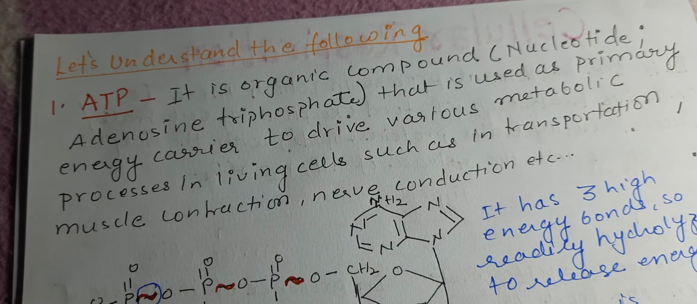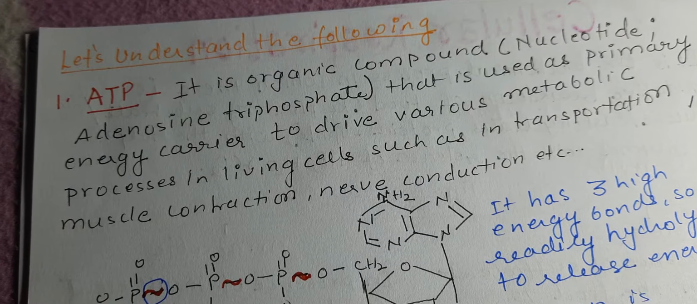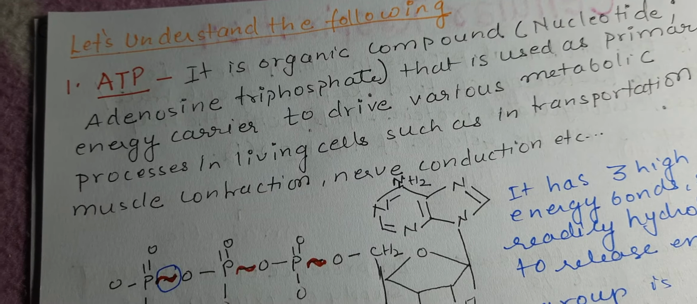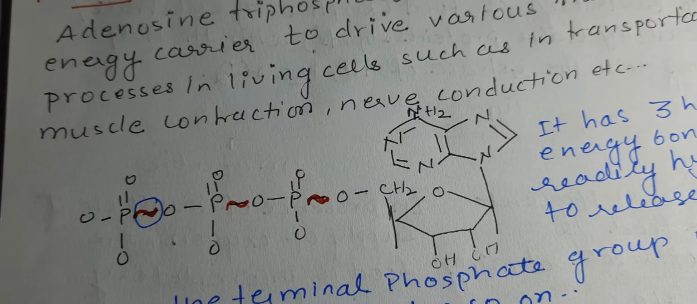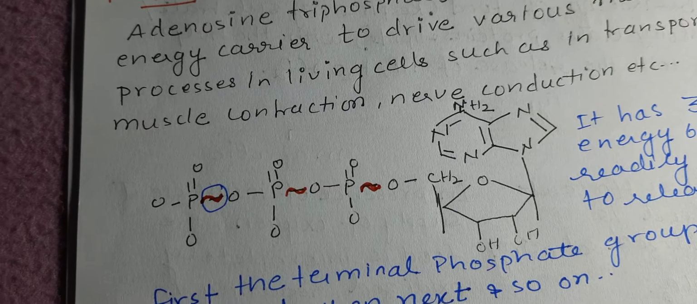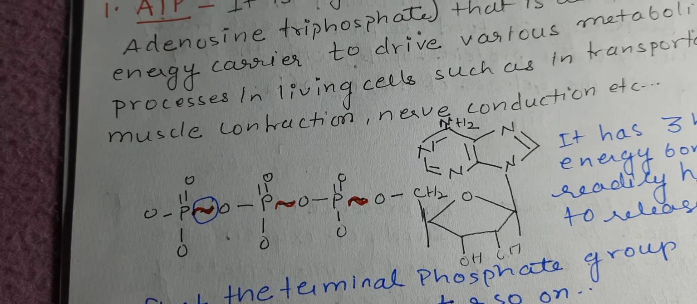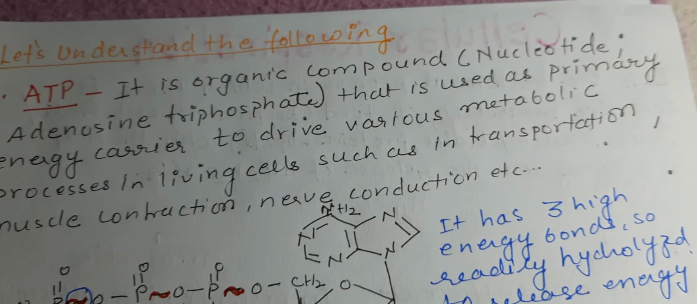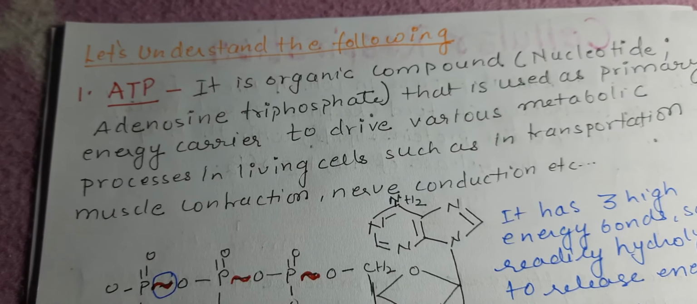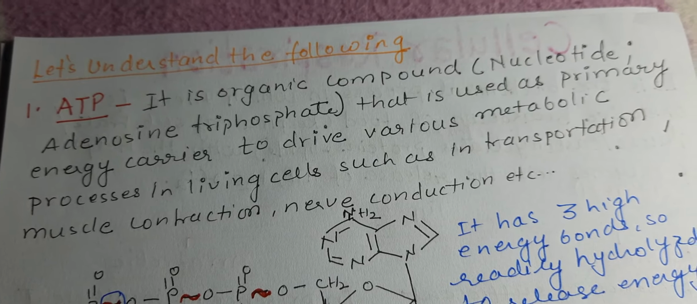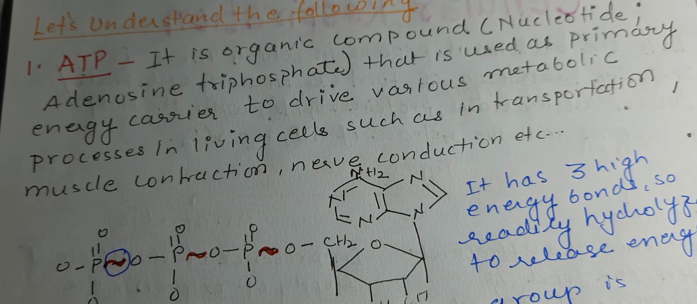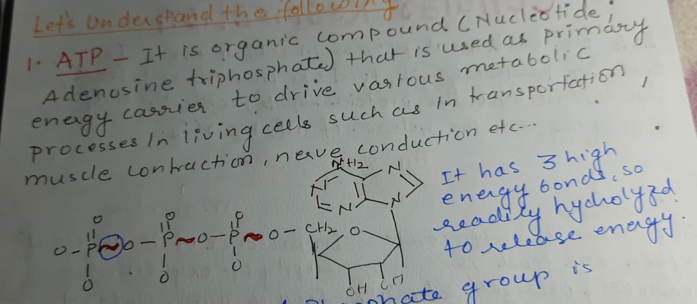Let's understand what ATP is. ATP is an organic compound, a nucleotide, known as adenosine triphosphate. If you look at the structure, three phosphates are linked to the sixth position of the sugar. It is the primary energy carrier to drive various metabolic processes in living cells, such as transportation, muscle contraction, nerve conduction, etc.